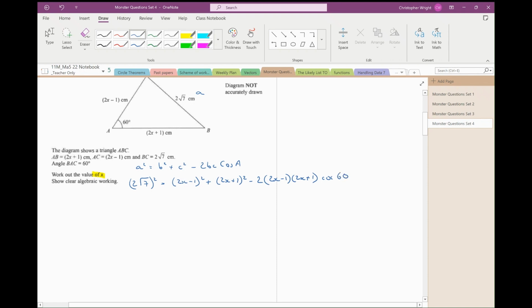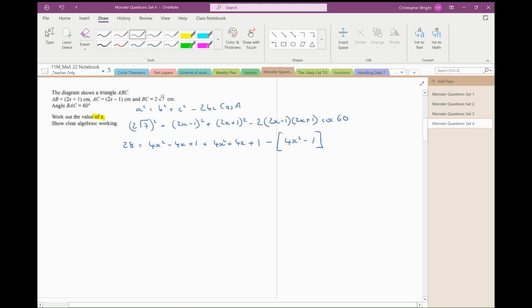Right. So I'm just going to be careful, I think. 2 lots of root 7 squared is 4 times 7, so that's 28 equals, multiplying out this bracket, that's going to be 4x squared minus 4x plus 1 plus 4x plus 4x squared plus 4x plus 1. Now I'm going to have a minus sign here, so I'm going to put this lot in a square bracket so I don't mess up my signs. Cos 60 is a half, so 2 times a half is 1, so I've only got to multiply out these 2 brackets now. That's going to give me the difference of 2 squares, isn't it? 4x squared minus 1. Close bracket.